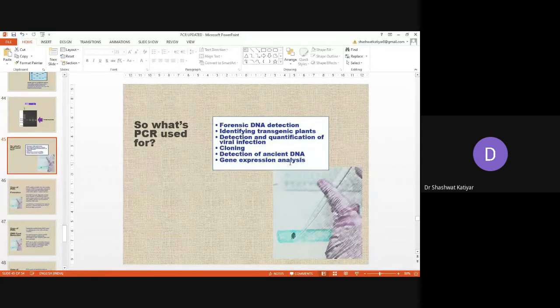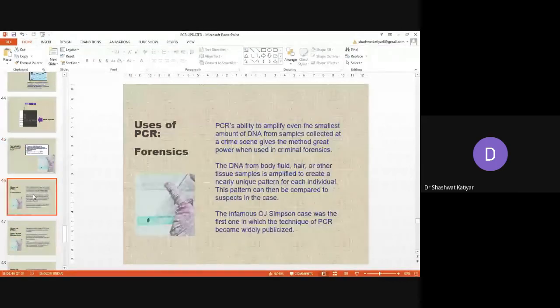So it can also be used for gene expression analysis. For the expression of any RNA or mRNA, the chain can be amplified by RT-PCR. You can do that expression analysis with the help of PCR. So it is also used in forensic science.